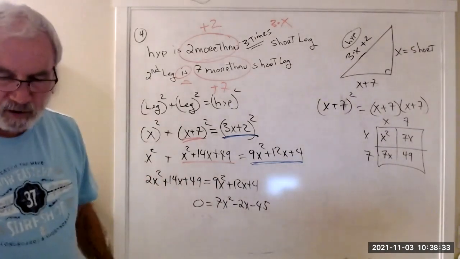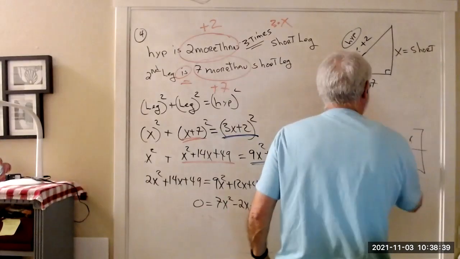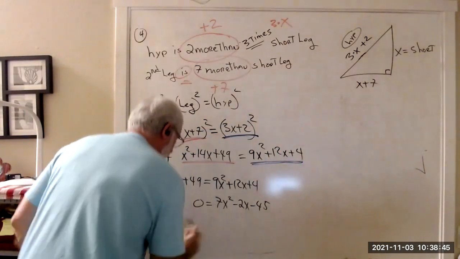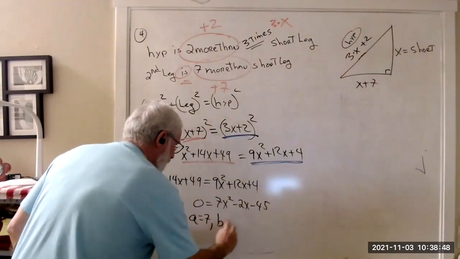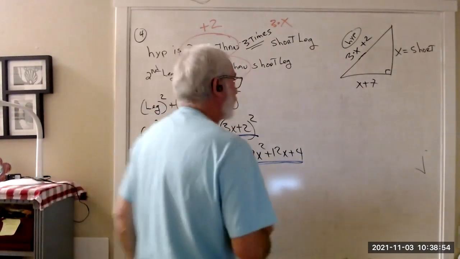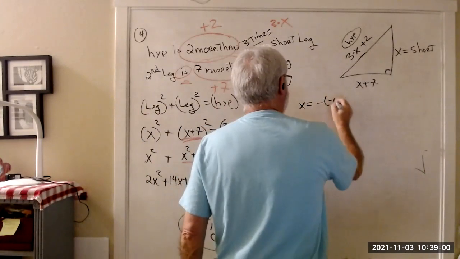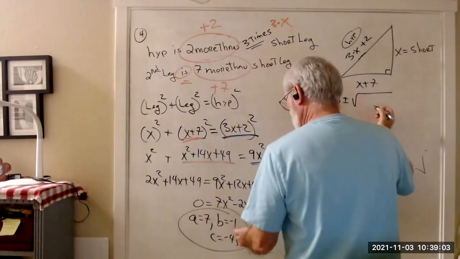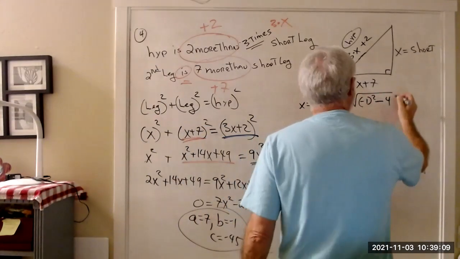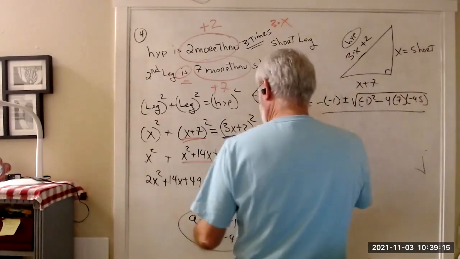Here I go. So here I have my A is 7, my B is -1, and my C is -45. Oh, thank God for calculators. So x is -1 plus or minus the square root of -4 times 7, all divided by 2 times 7.